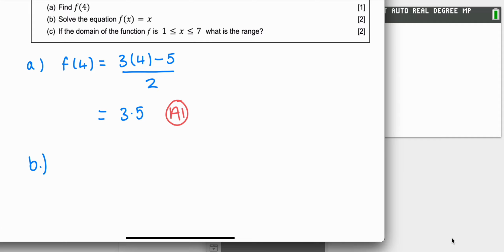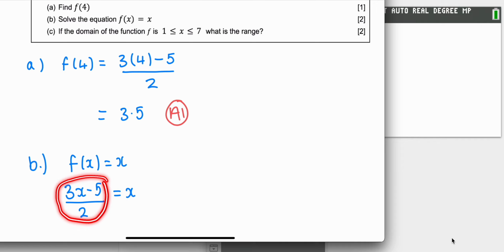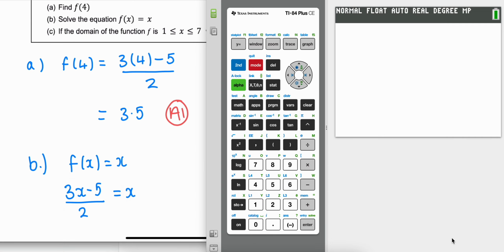for section B is to solve the equation f of x equals x. So that means that f of x equals x, or I could write that in full, 3x minus 5 over 2 equals x, because this is the same as f of x. It was given to us at the start of the question. So for this one, we want to use our GDC, and we're going to plot the graph of it. So we plot this side, we plot this side, and then we find the intersection.